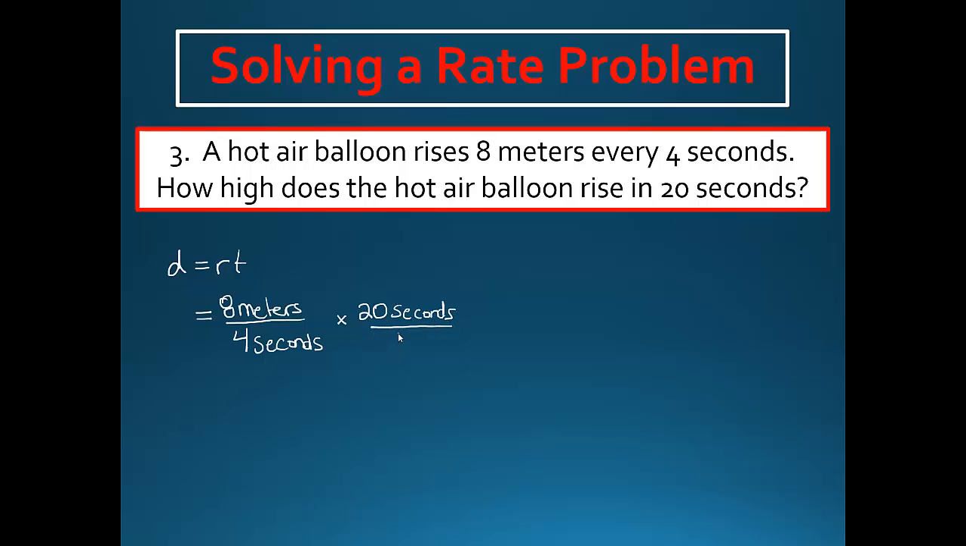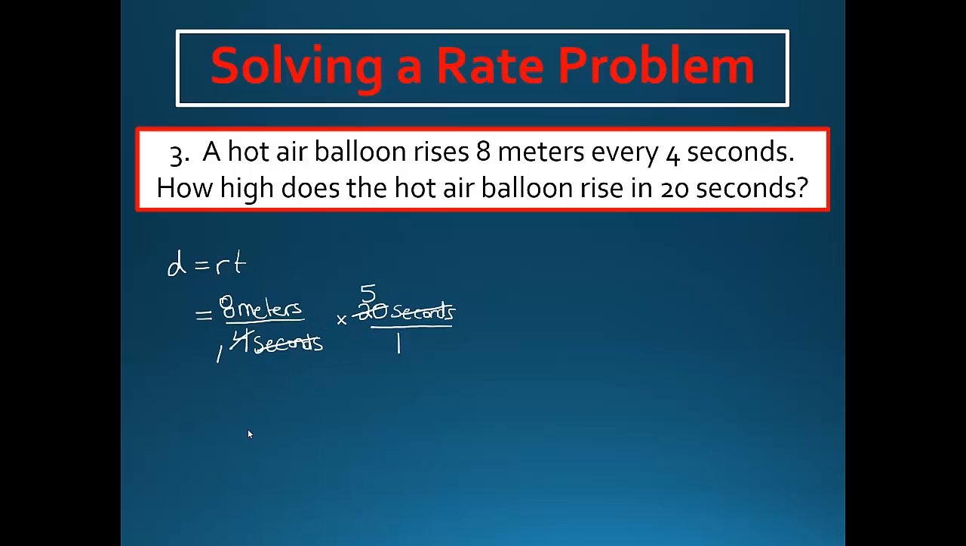And that then can be over 1. Notice we have seconds on the top of the second fraction and seconds on the bottom of the first, so those will cancel out. We can also simplify the 4 and the 20. We can divide both of those by 4. 4 divided by 4 is 1, and 20 divided by 4 is 5. Now we can go ahead and multiply.